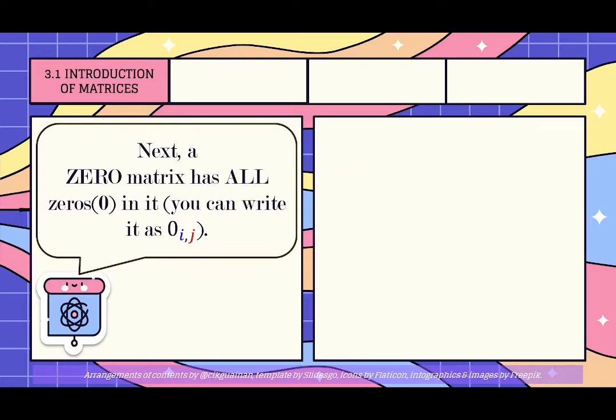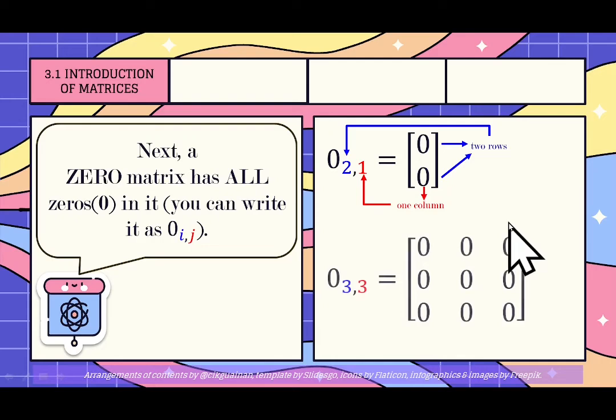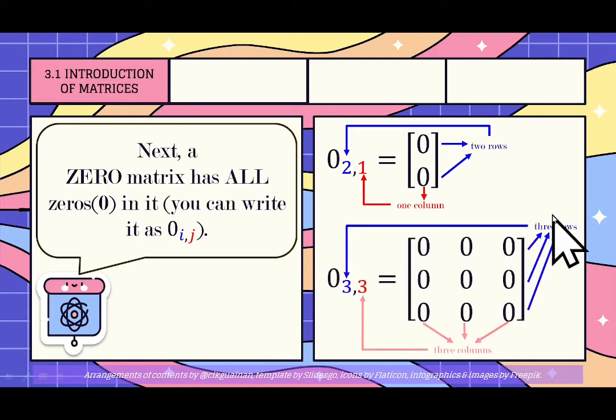A zero matrix has all zeros in it. So we can write it as 0 ij. This is one example of a zero matrix, which has 2 rows and 1 column, and this one is a 3 by 3 zero matrix.